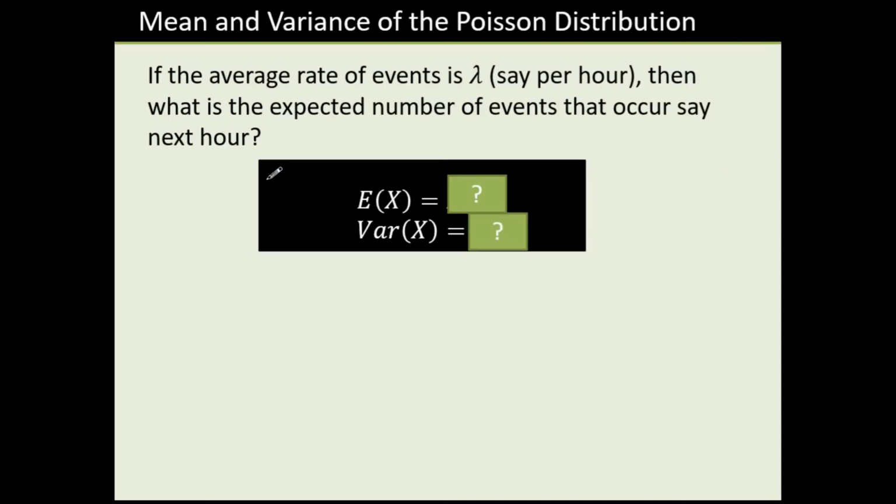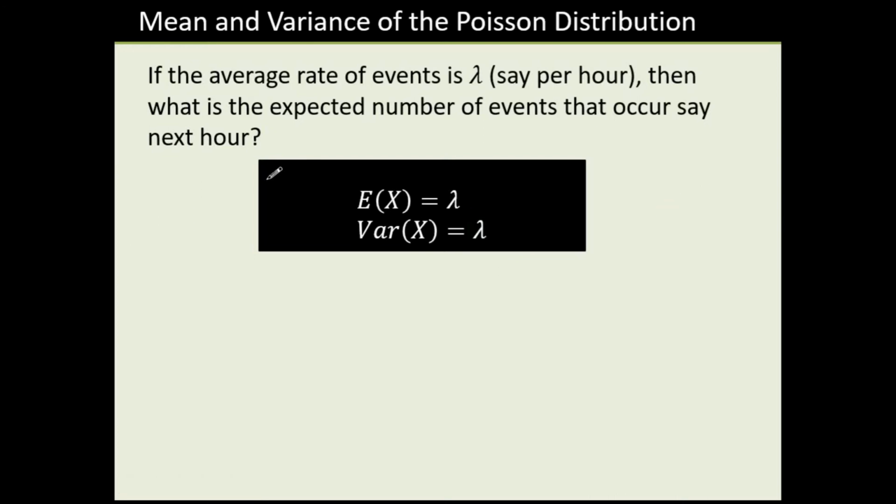So we'll start with the mean and the variance of the Poisson distribution. And if you think about what lambda means, lambda is the average rate of events in a given amount of time, so here it says say per hour. It's the expected number of times we think the event's going to occur. So it kind of follows that the expected value, the average, has got to be lambda. It can also be shown, in fact, that the variance of the distribution is also lambda.